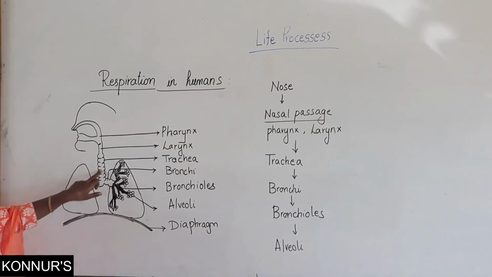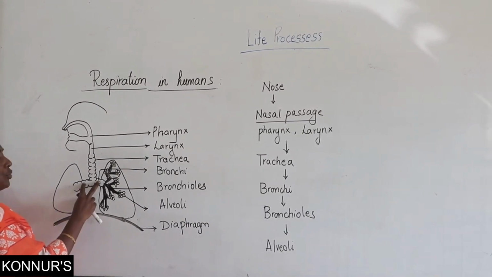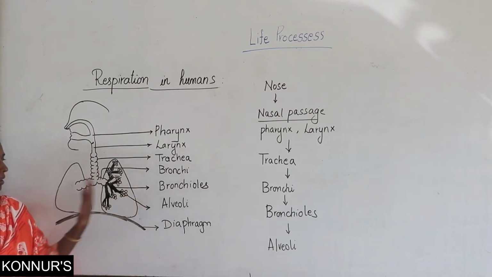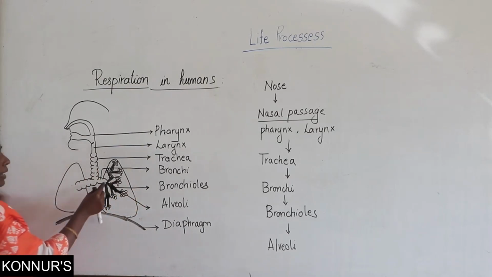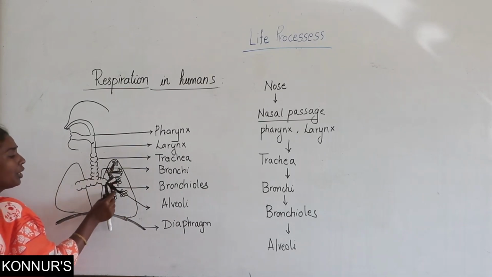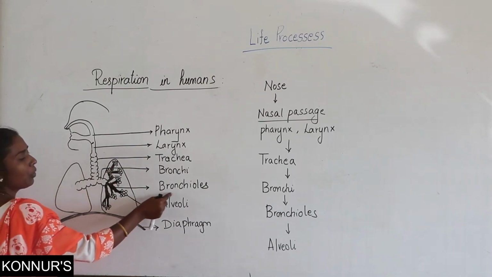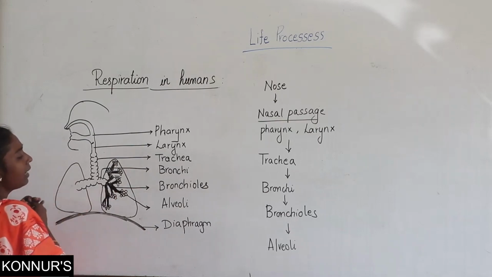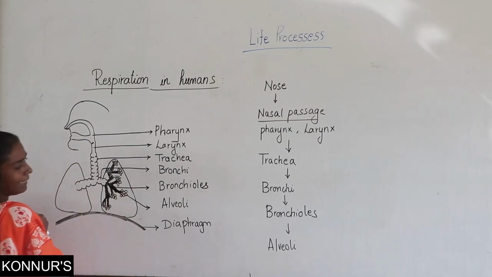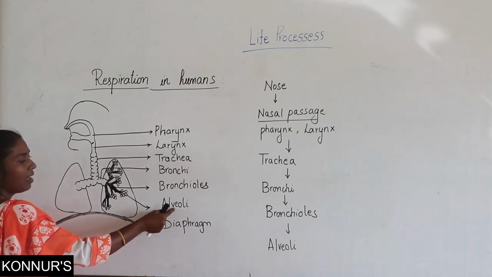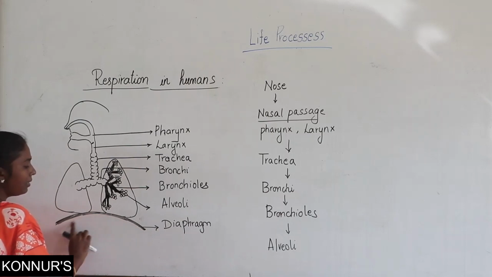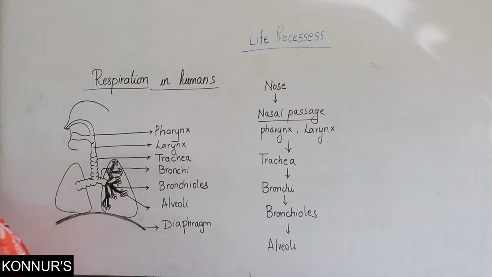Then this trachea branches into two, which we call bronchi. And these two bronchi move towards the left lung and the right lung. Again, they are further branched into small tubes, which you call bronchioles. And these bronchioles end up in a balloon-like structure, which you call alveoli. And as I have said in the previous diagram, there is a muscular structure called the diaphragm.